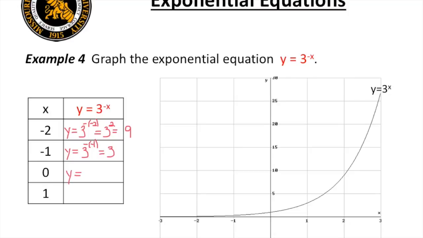When x equals 0, we have 3 to the 0 power, which equals 1. And when x equals 1, we have 3 to the negative 1 power, which gives us 1/3. Plotting the points that correspond to these ordered pairs, we have a point at negative 2, 9, negative 1, 3, 0, 1, and 1, 1/3. Notice as we move from left to right, our graph decreases.